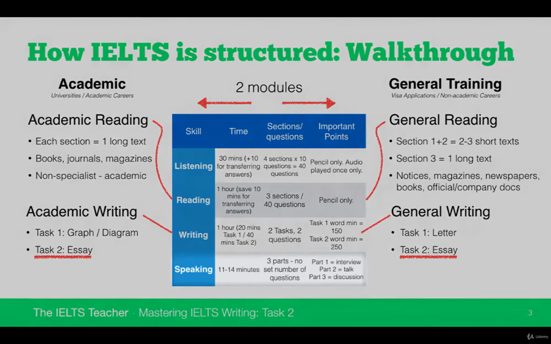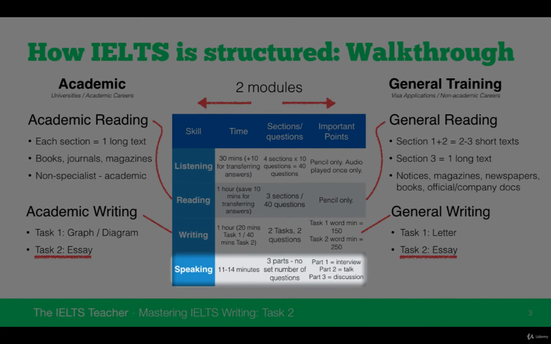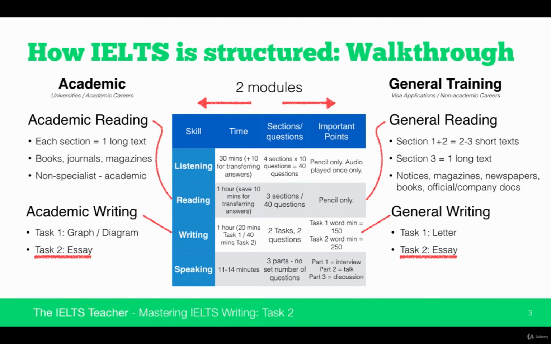Finally, the speaking exam. This takes roughly 11 to 14 minutes depending on your answers and depending on the examiner. There are 3 parts with no set number of questions. In part 1 you will have a general casual interview, some pretty basic questions about your work, your education, where you live. In part 2 you will have to speak about a particular topic for 1 to 2 minutes, and then in part 3 you will have a discussion about that topic. It gets progressively more difficult as you go along. So that is the IELTS exam in a nutshell.